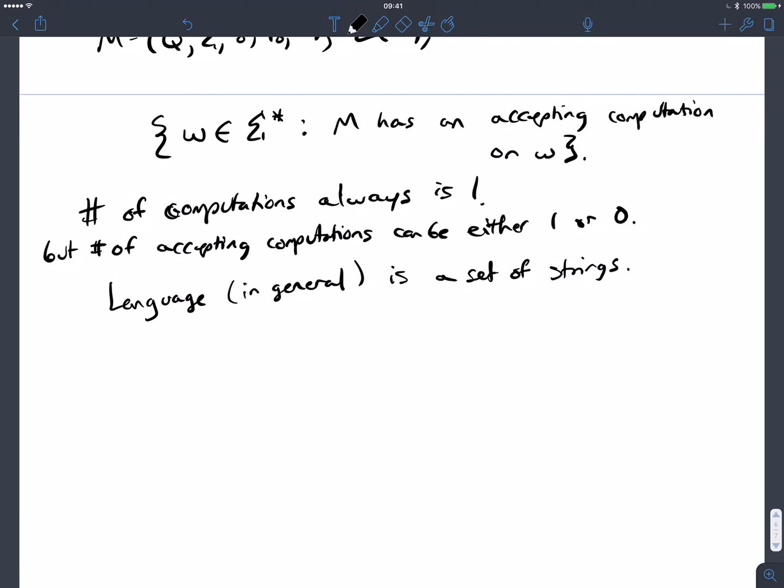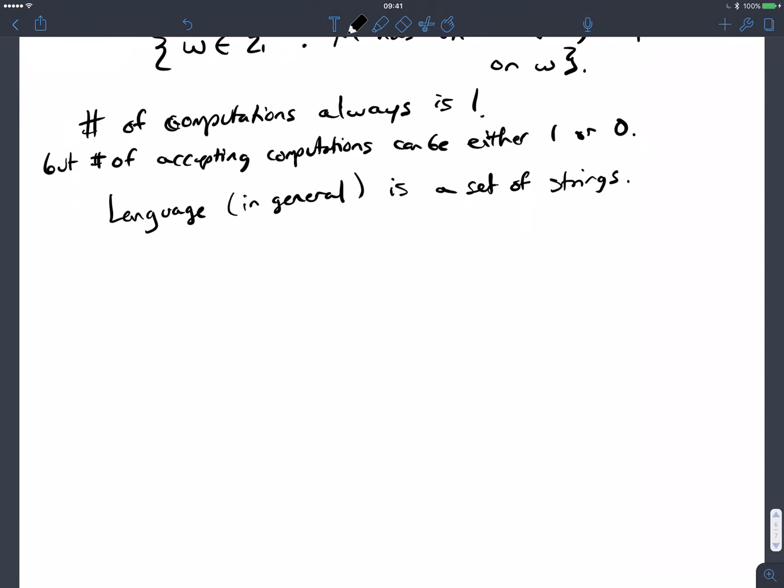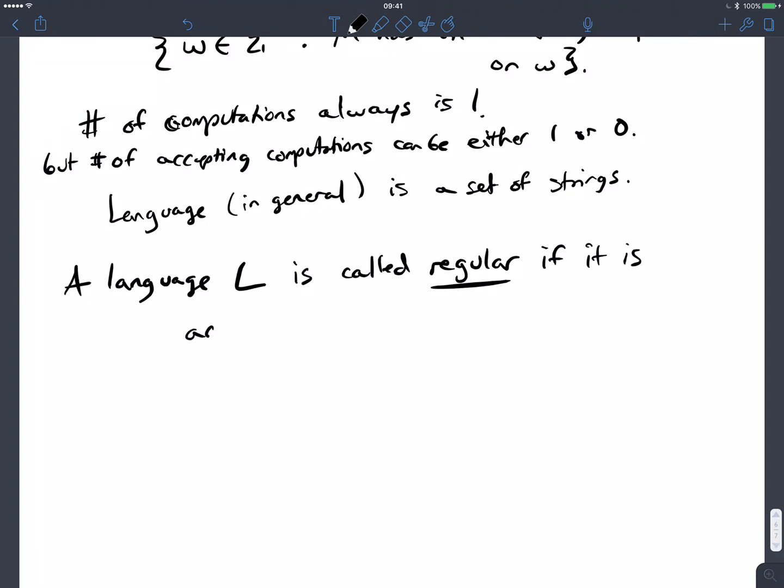So one more definition, I promise. A language L. When we're not talking about a machine, we usually say a language L, but I can call it whatever. It is called regular if it is accepted by some DFA.